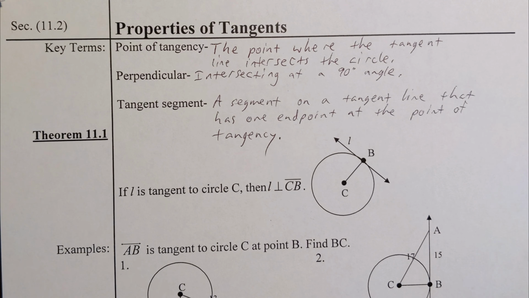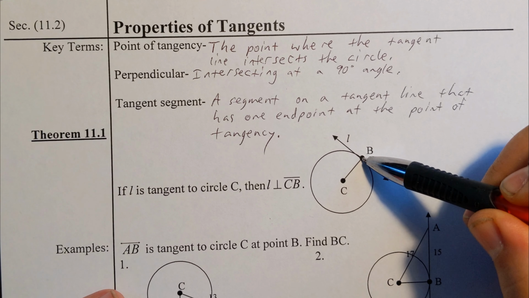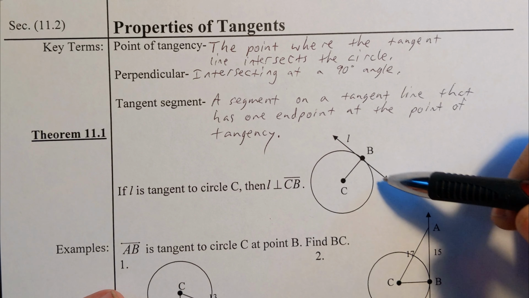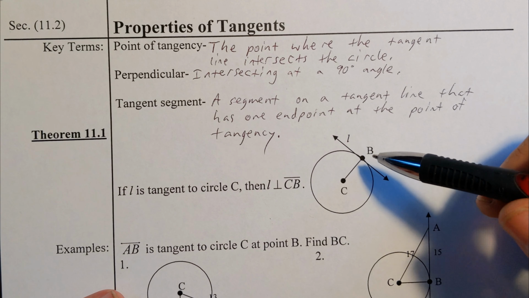So here's the vocabulary. The point of tangency is the point where the tangent line intersects the circle. So where it hits the circle, that's the point of tangency. Perpendicular just means it meets at 90 degrees. So this tangent line is going to hit this radius, and it's actually going to be at 90 degrees. So that's going to be your perpendicular later on.